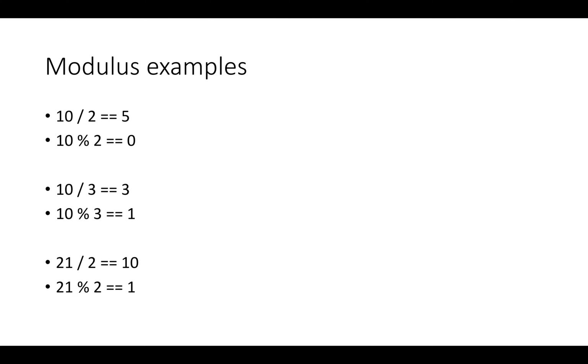So just again, think of the modulus operator as get the remainder from the division operation. If we were to say 10 divided by 3, the result from that operation would be 3. But if we wanted to get the remainder from that, we'd say 10 mod 3, and the remainder from 10 divided by 3 would be 1. Another quick example is 21 divided by 2 is 10, and there's a remainder of 1 in that division. So when we say 21 mod 2, we are getting 1.